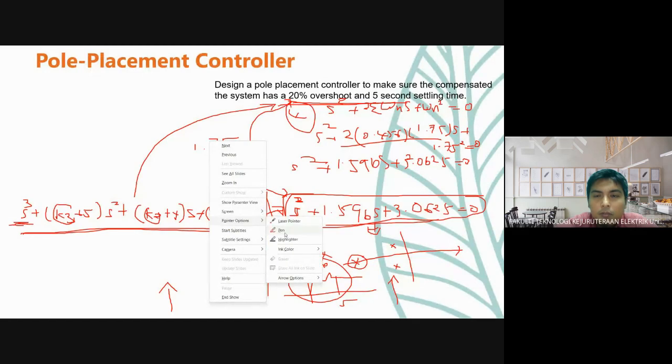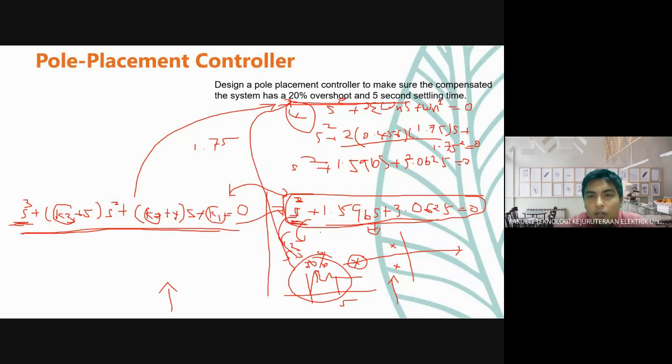Pointer option. Okay. So now, if we add the poles here, your design criteria will not get 20% overshoot and 5-second setting time anymore. Because when you add another pole, this thing will be changed and this thing will be changed. It will be affected. This pole will affect the performance of this 20% overshoot and 5 seconds setting time.